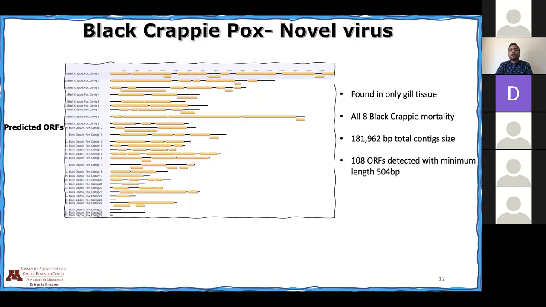So in our data, we were able to generate around 81,900 base pair of sequence specific to the black crappie pox virus, but we were not able to complete the whole genome. So now, based on those sequences, we tried to find out whether any ORFs were present in our data. Our criteria was that the ORF should have a minimum length of 504 base pair. So ultimately, we ended up with 180 ORFs in the novel pox virus.